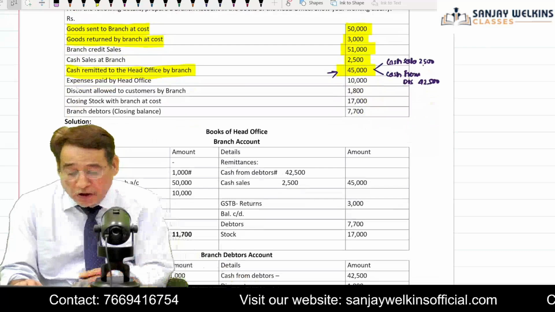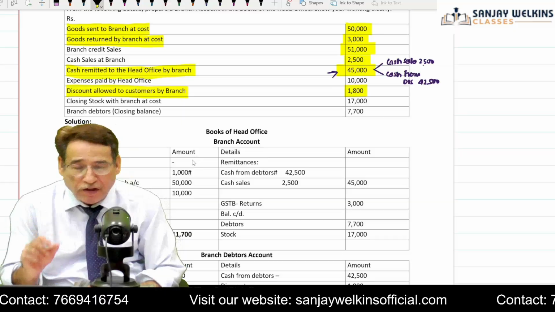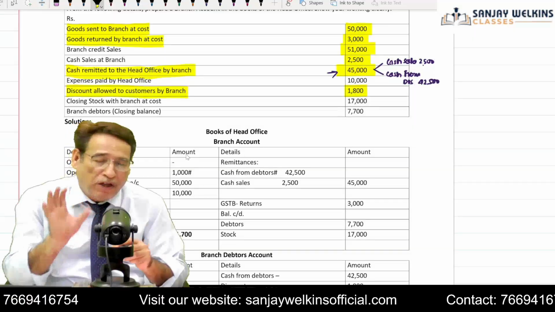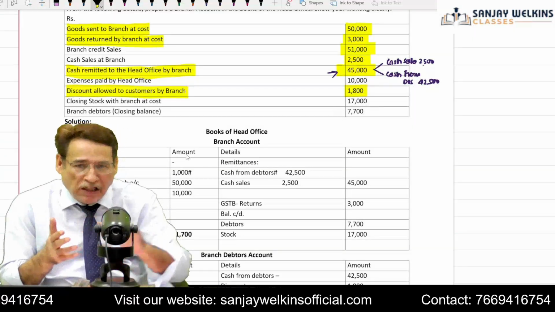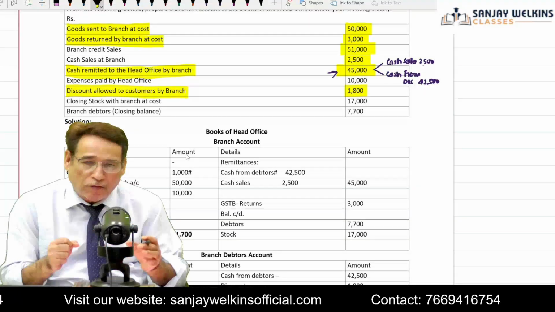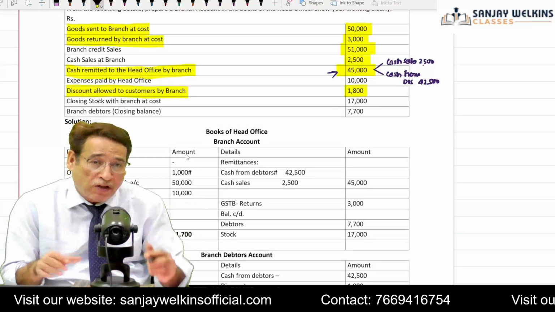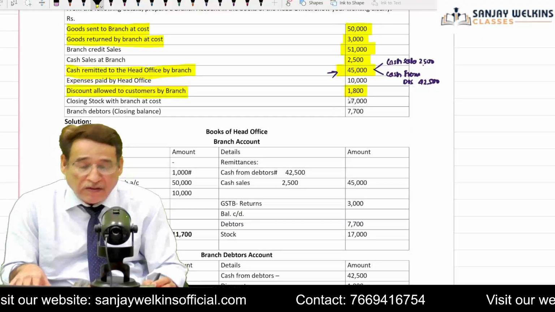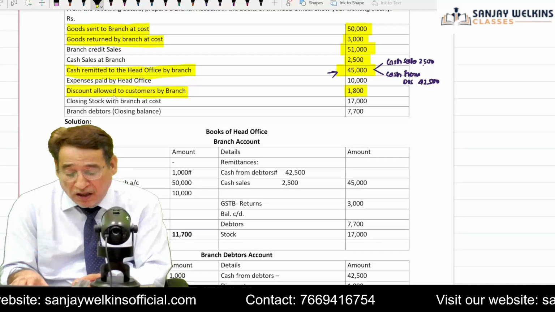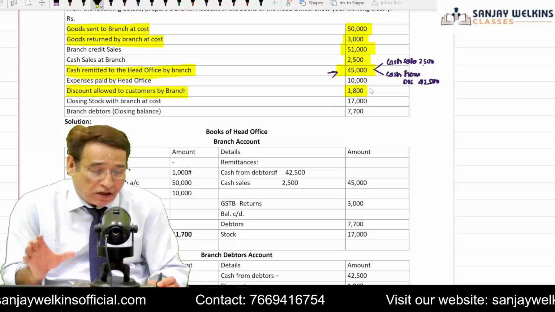Now, in this particular question, discount allowed to customer by branch. I told you a moment ago, in the first session, even though all the major decisions are in the hands of the head office, some leeway, some freedom is given to the branch. For example, branch is given the authority that in order to increase the sales, branch may give some discount to the debtors. So discount is considered a transaction between the branch and branch debtors. So in case there is any discount in the question, it will find place only under debtors account.